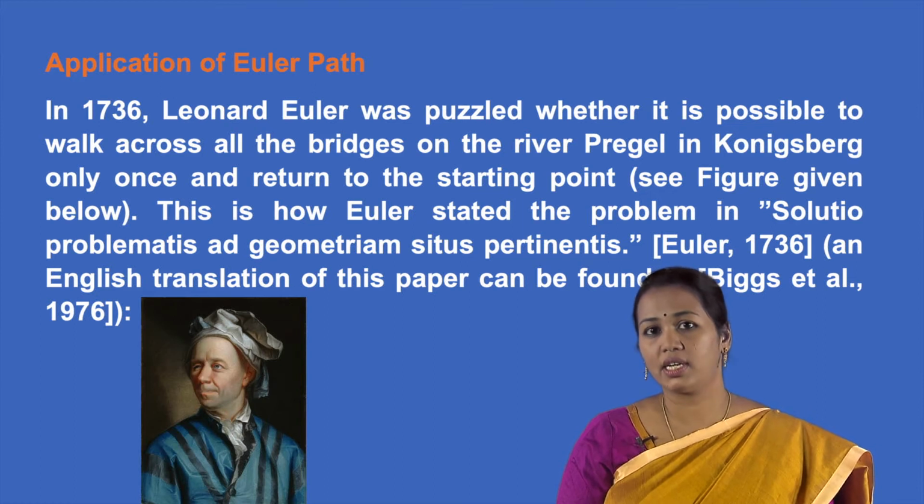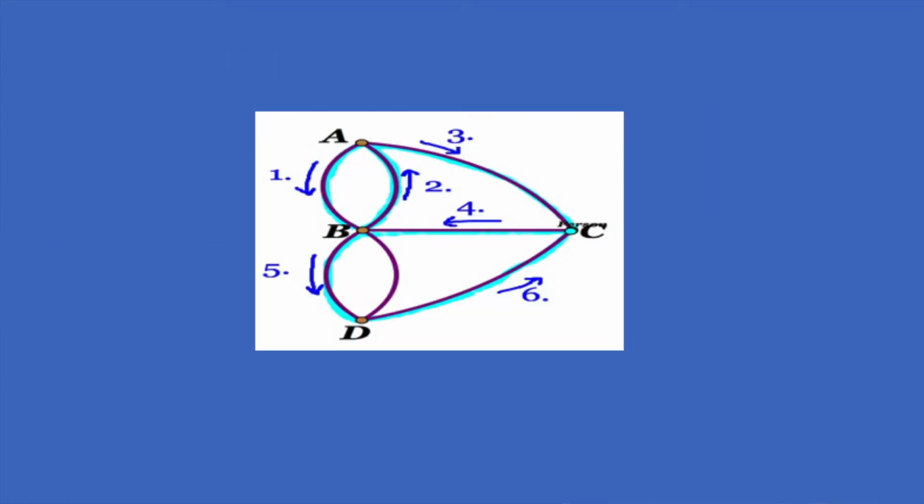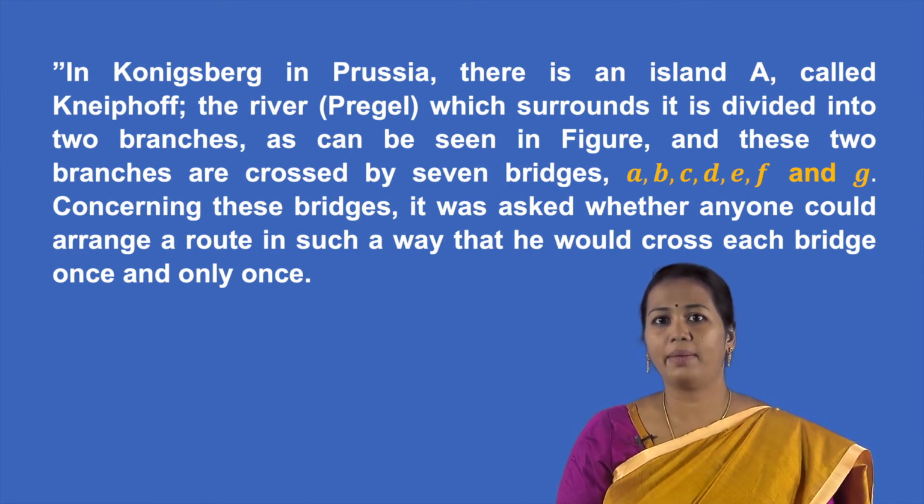and return to the starting point. You can see the figure given on the screen. This is how Euler stated the problem in Solutio Problematis ad Geometriam Situs Pertinentis. In 1736, this paper was published, and the English translation can be found in Biggs et al., 1976. In Königsberg in Prussia, there is an island A called Kneiphof.